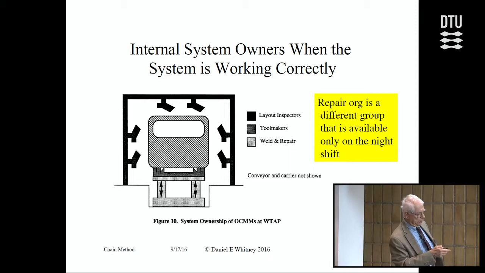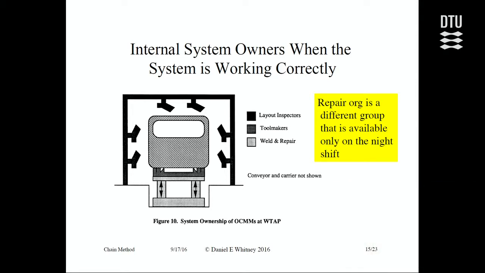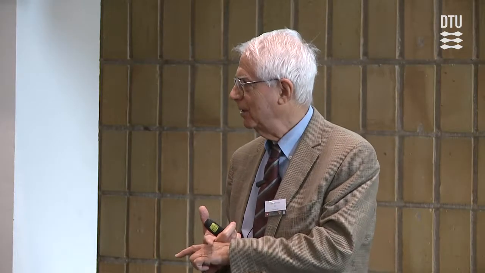So what we found when we asked who owns what pieces of the chain inside the factory was 3 different trades: the welders, the tool makers, the inspectors, and that's when the system was working. As soon as the system broke, new owners came along, except that they were only available on the night shift. And so now you have shift coordination, where the day people don't tell the night people what's going on. The night people won't listen. They aren't available. You can't tell what's going on, yada, yada, yada.